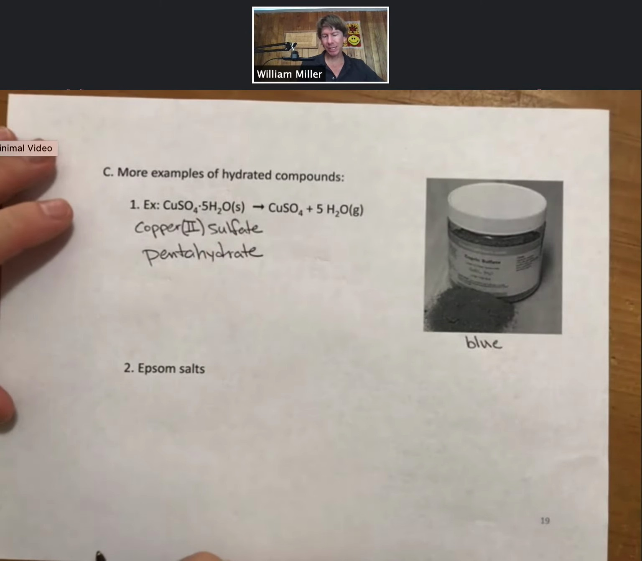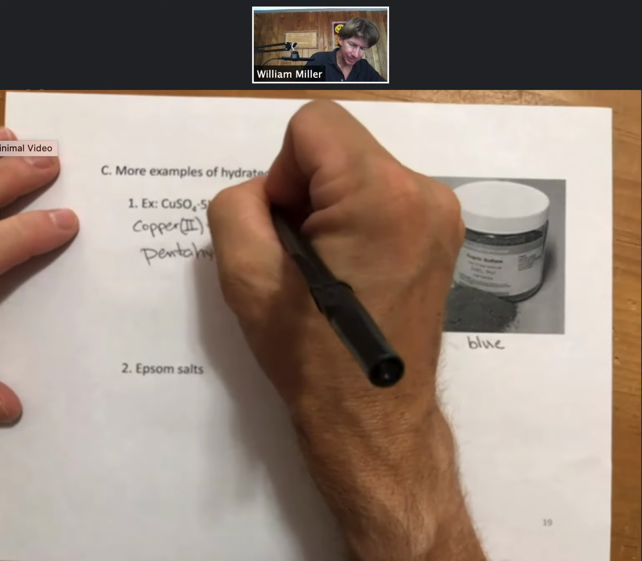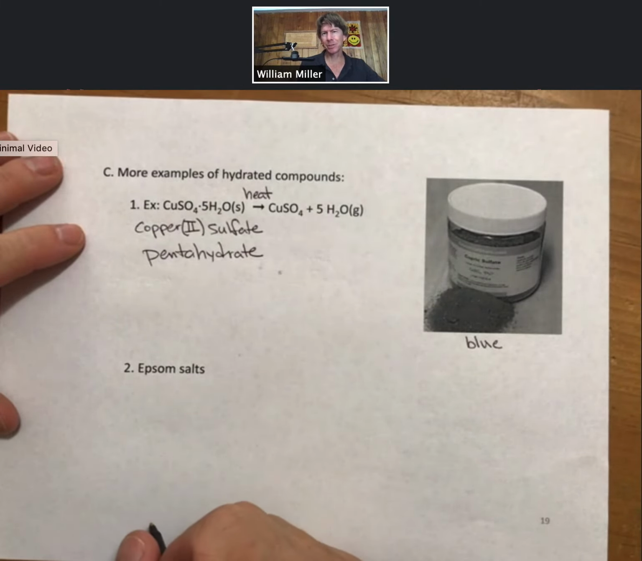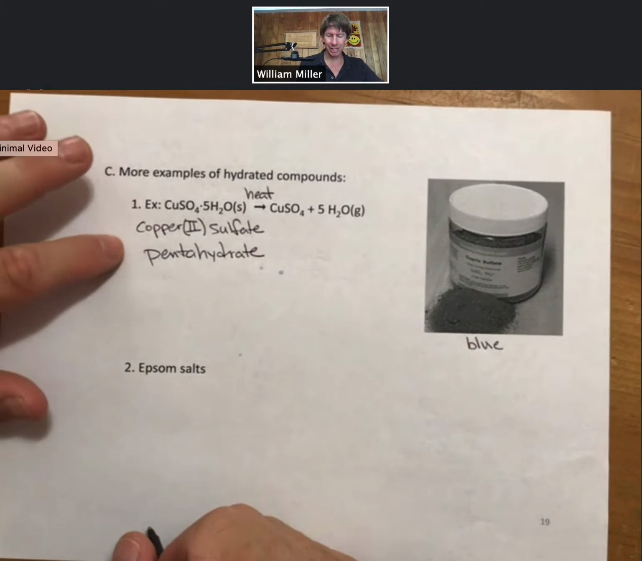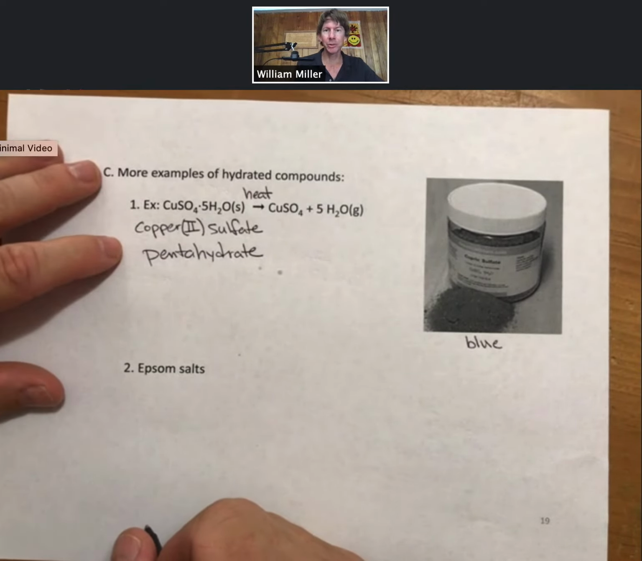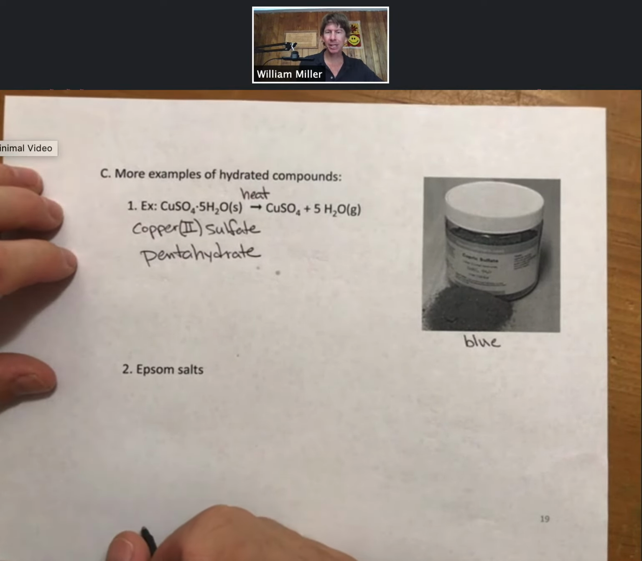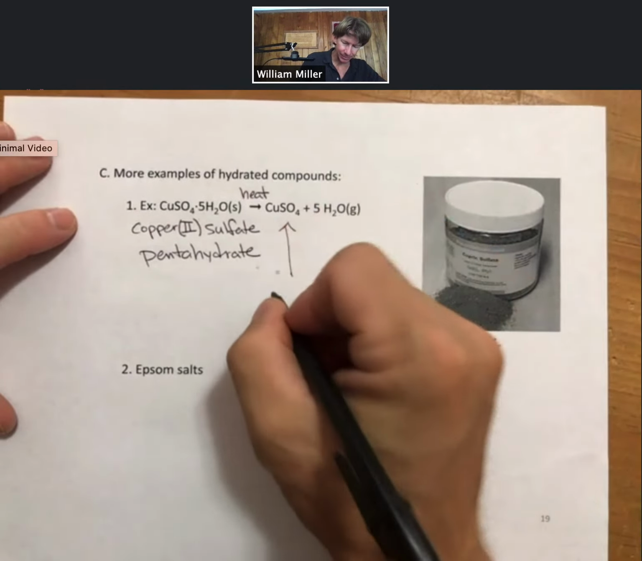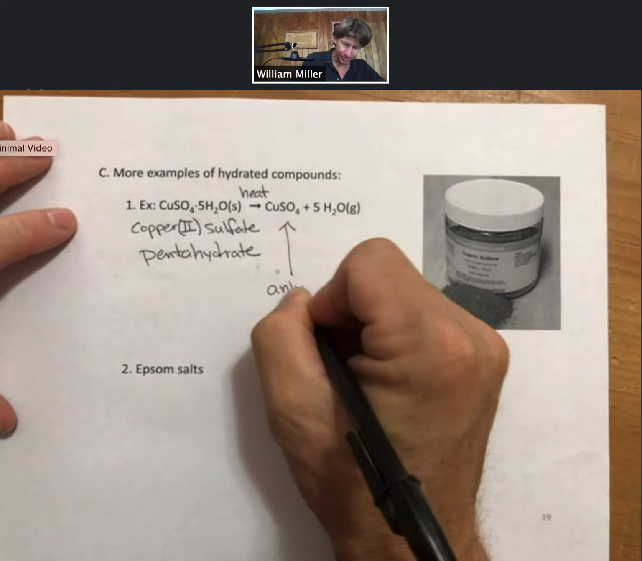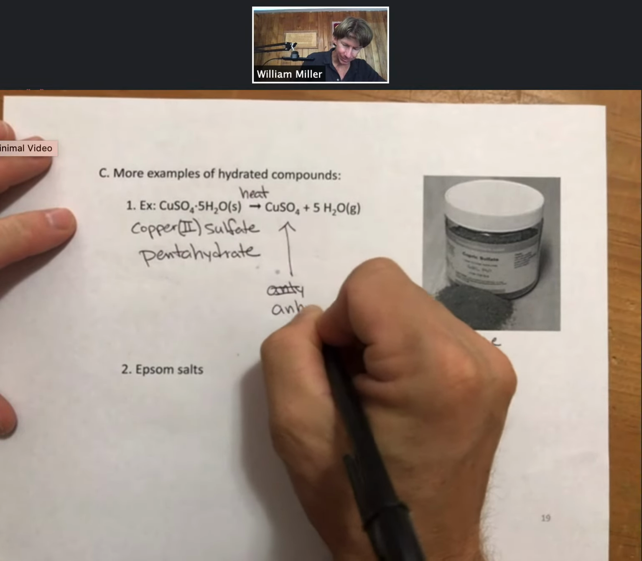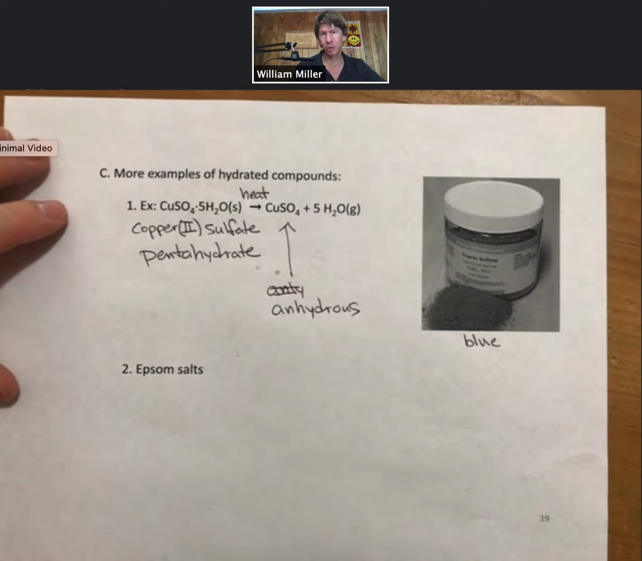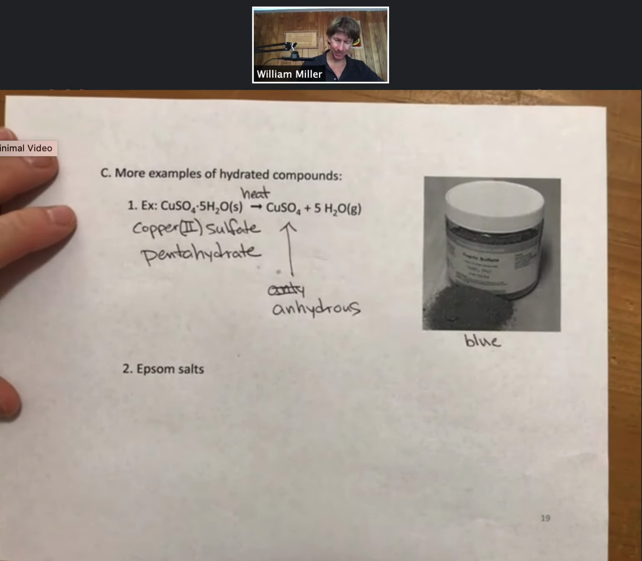Sure enough, if you heat that, you get copper(II) sulfate, and sometimes called, just to distinguish it from its hydrate version, or the multiple hydrate versions that are possible, it's also called copper sulfate anhydrous. Meaning no waters, dry is another way of saying that.